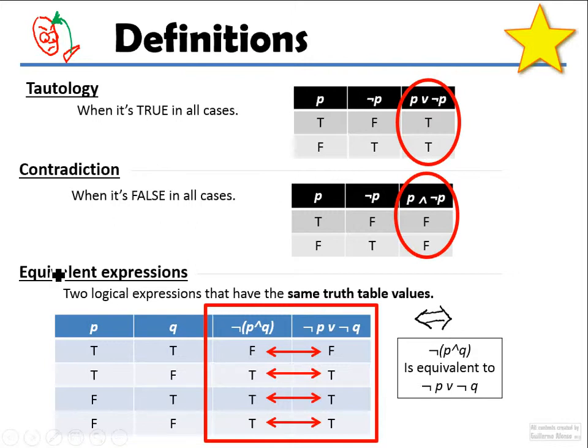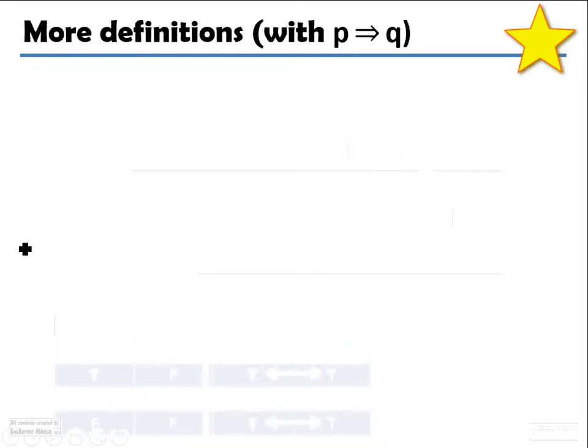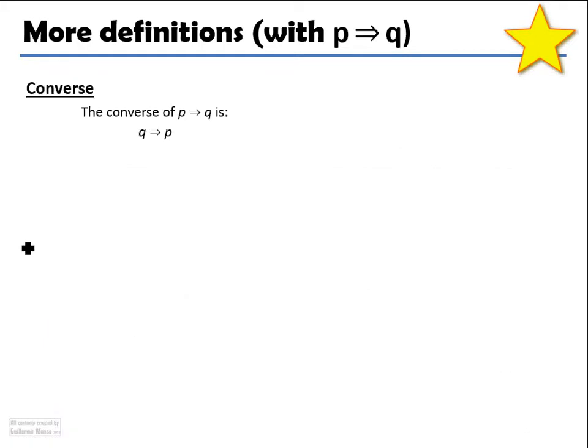And finally we have the equivalent expressions, which we have already seen, which are essentially things that have exactly the same things in the columns. They're just saying the same thing.